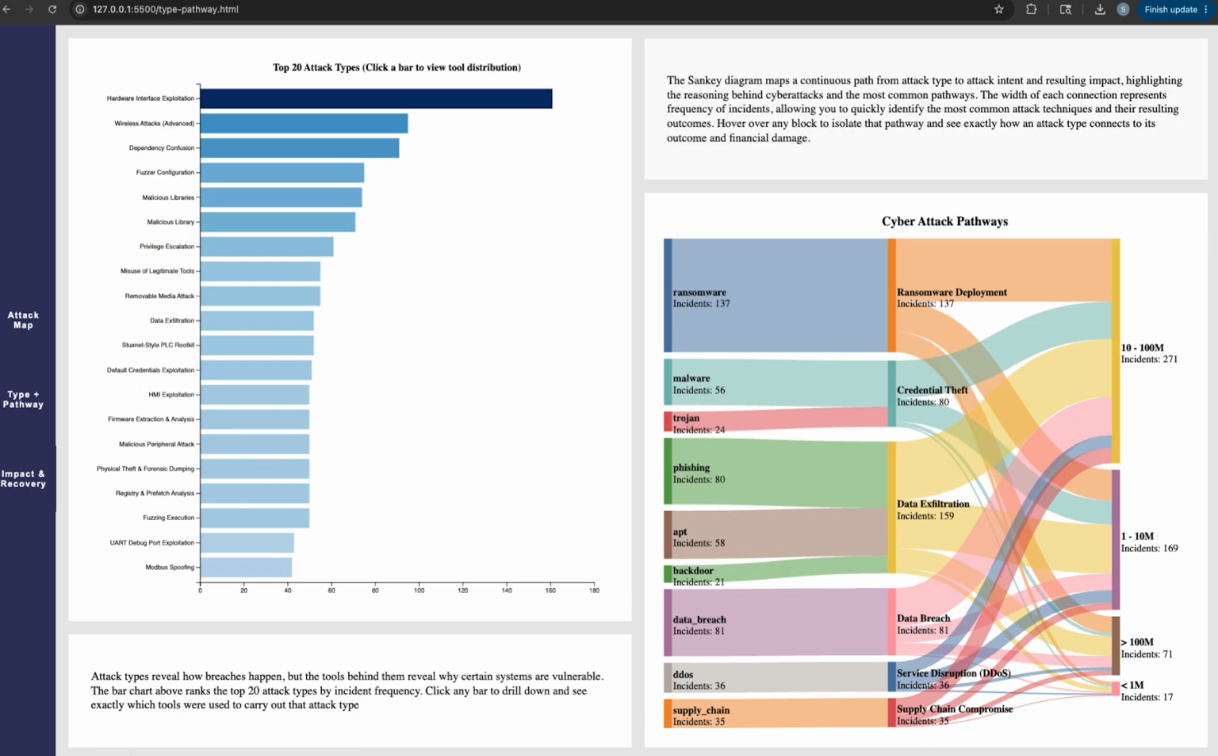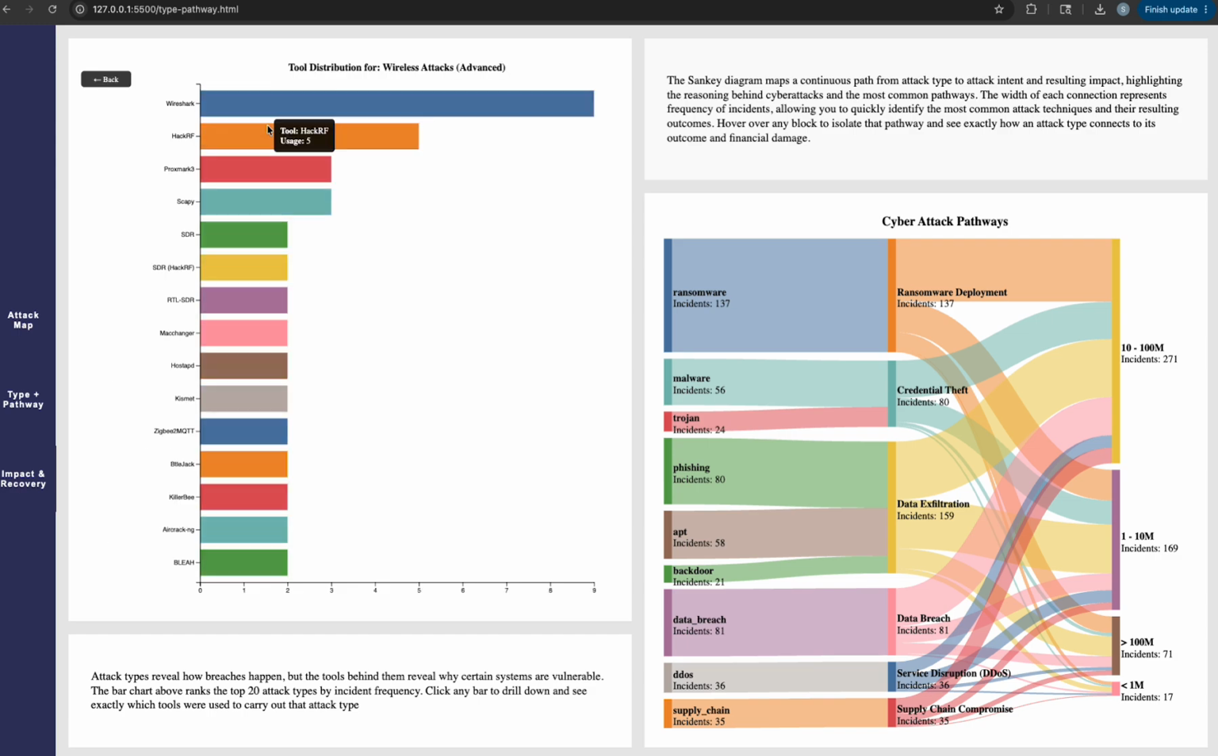So here we can see the top 20 most common attack types. So it's being led by hardware interface exploitation with 161 attacks, and followed by wireless attacks with 95. You can click more on it to drill down, and we see the most common tool used. So it not only tells you the most common attack, but also what was the most common tool that the hacker used to conduct this attack, and in this case it's Wireshark.